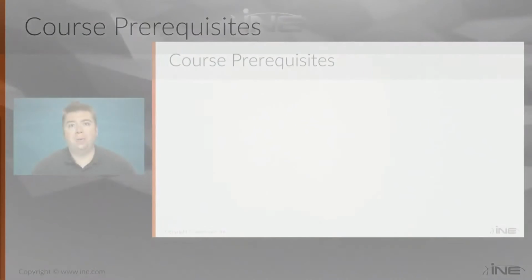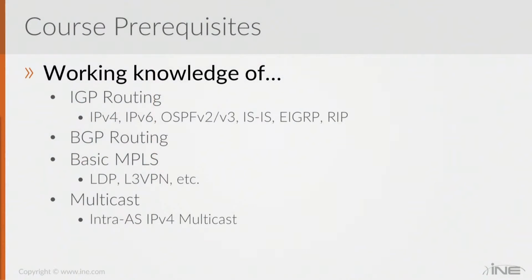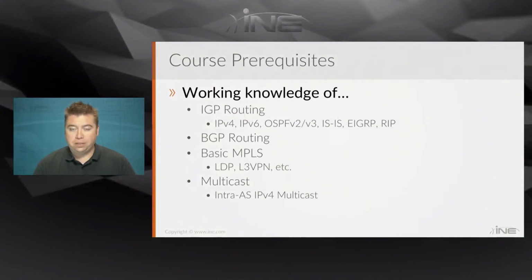Now, in terms of course prerequisites, ideally everyone has a basic understanding of the IOS implementations of IPv4 and IPv6 routing, in terms of our interior gateway protocols like OSPF, ISIS, EIGRP, and RIP. Out of this particular list, if you don't have experience with ISIS, don't worry about that. We're going to start with a basic overview of the protocol. And mainly, if you understand how OSPF works, you'll see that ISIS is very similar in its operation.